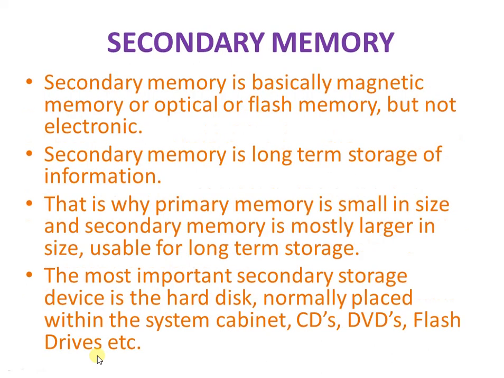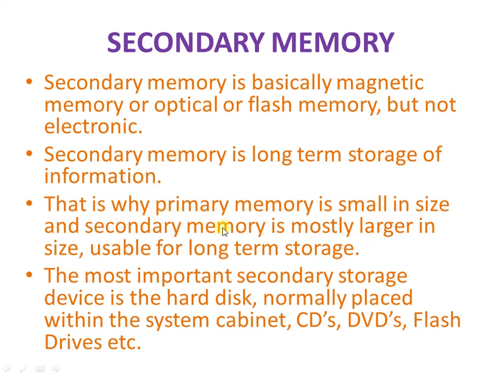Next one is the secondary memory. Secondary memory is basically magnetic, optical or flash memory, but not electronic. It means that this memory is not electronic. If we switch off the computer, this memory still has its existence after that also. So we are not going to lose this memory anyhow. Secondary memory is long-term storage of information, meaning the information is stored after the power supply is switched off. Also, for many years we can store the information if we are not deleting it.